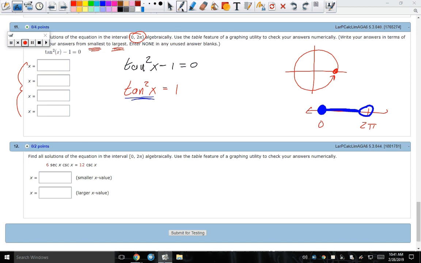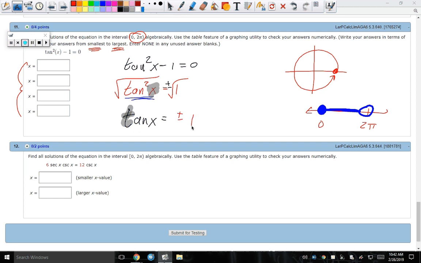Anyway, square root them. And when I square root them, if you're not careful, you're going to miss half your answers if you don't put that positive and negative over there on the other side. You don't do it where the variable's at. You don't do the plus and minus where the variable's at. You do it on the side where the constant is. Do you understand? Okay. So now I have tangent of x is equal to a plus or a minus 1.